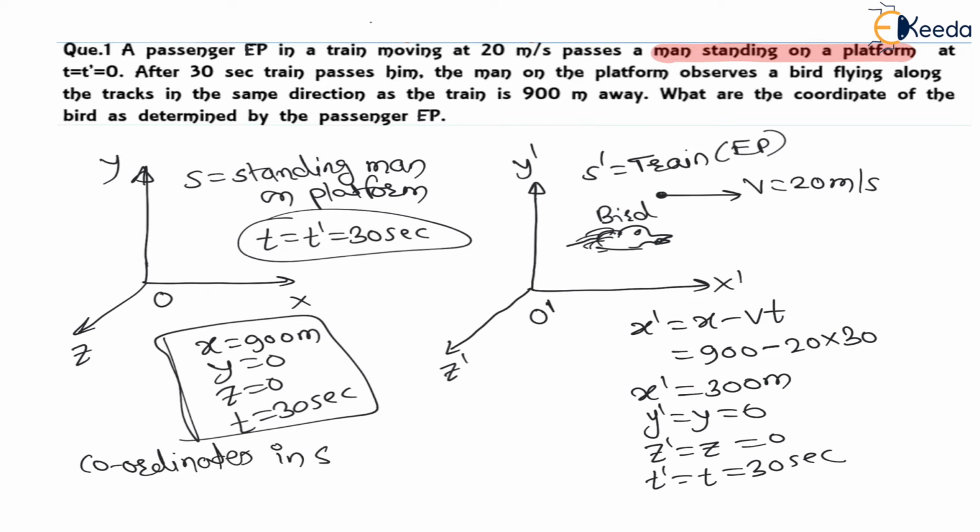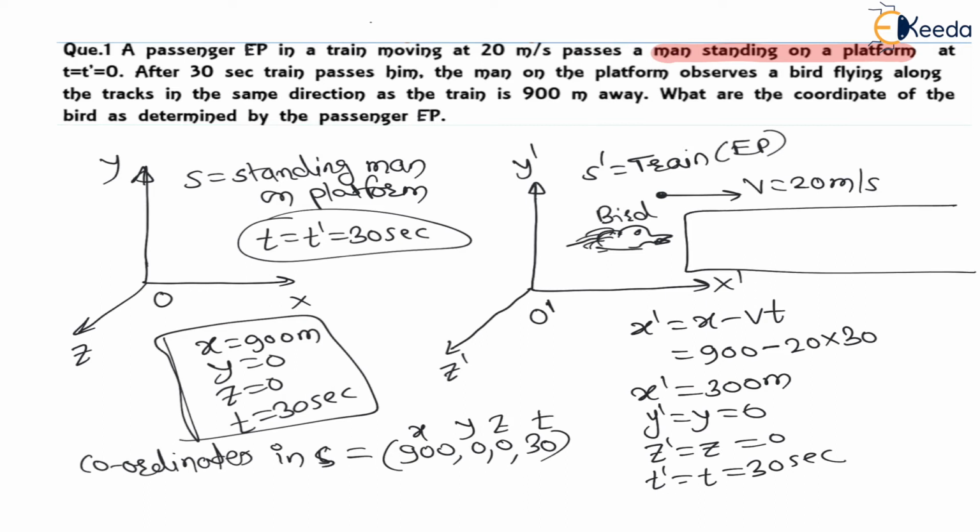The coordinates in frame S are x is 900, y is 0, z is 0, time is 30. See, coordinates are generally represented by x, y, z and t. Similarly, coordinates in S dash frame will be x dash is 300, y dash is 0, z dash is 0, time is 30. These are the coordinates. And my dear students, this is your question, this is your answer. Final answer. Let us check the next question.